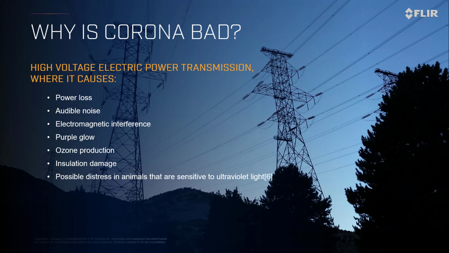And just as the image of the previous slide showed, corona can sometimes produce a visible purple glow. Corona can potentially do damage to the insulation, creating a failure point for this entire electrical system. So that's one of the biggest reasons why the SI124 is valuable to customers, to be able to detect some of this corona early on in its infancy.